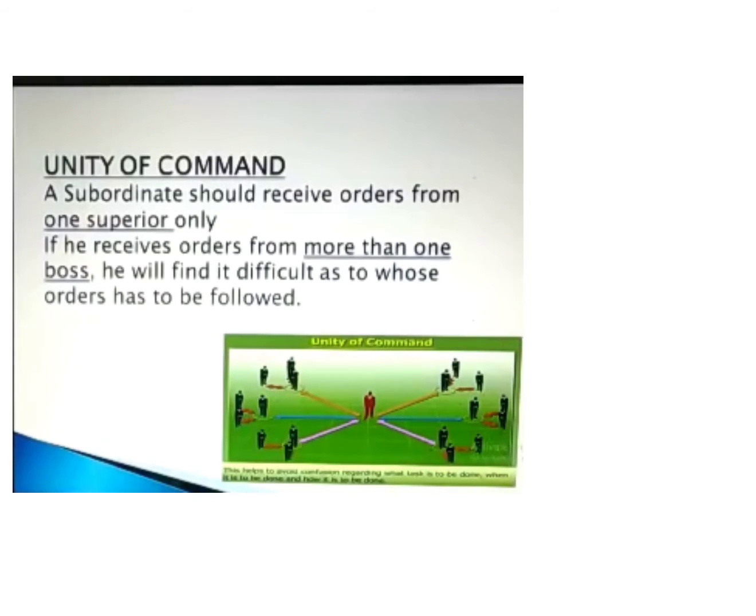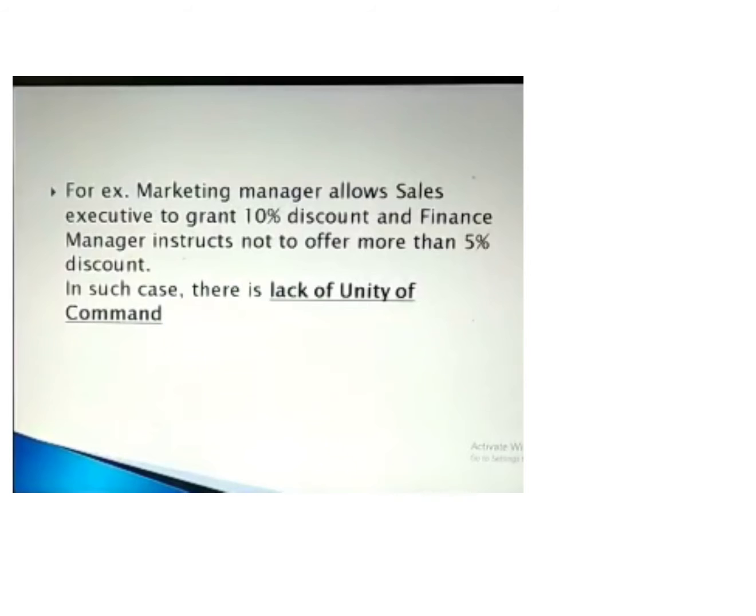For example, if the marketing manager allows the sales executive to grant 10% discount, whereas the finance manager instructs not to offer more than 5% discount. In such a case, there is lack of unity of command in the organization, and the sales executive is in a confused state as to whom he has to follow and to whom he is accountable. So, to avoid such kind of disharmony in the organization, unity of command should be followed.